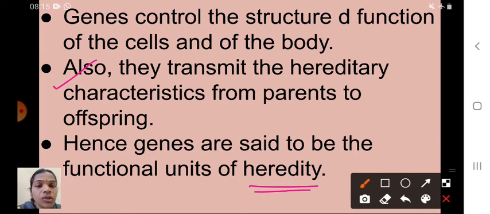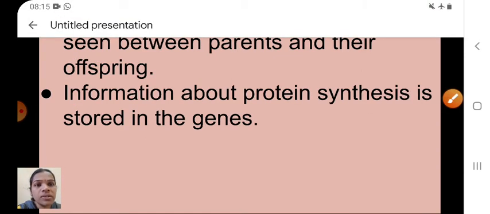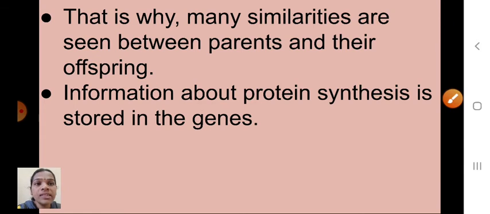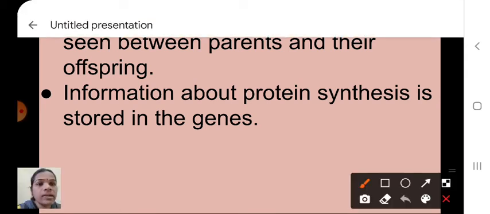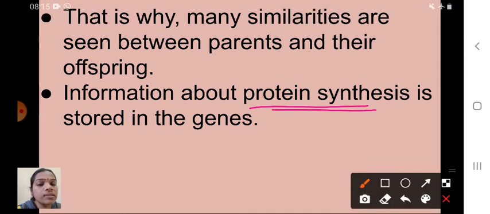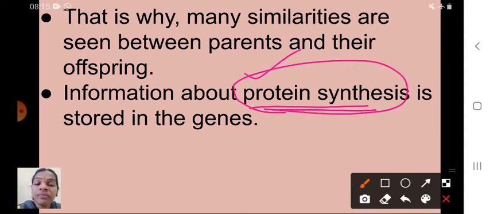Okay children, so I hope you understood today's session. That's why many similarities are seen between parents and their offspring. Information about protein synthesis is stored in the genes. What is meant by protein synthesis and how this process happens, all these things we will study in 10th standard.